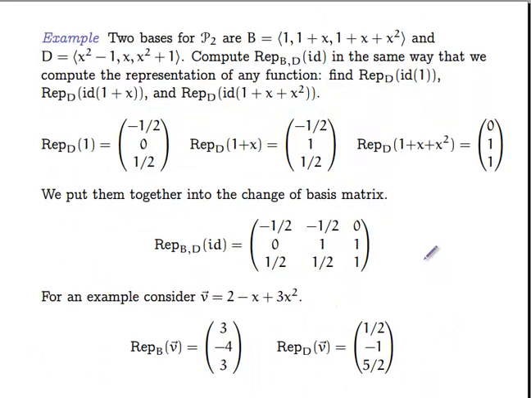Okay, let's do an example. We have two different bases for the polynomials of degree 2. Now remember, polynomials of degree 2 has dimension 3. So here's one basis, 1 plus x squared. You can see that these are linearly independent because only this one has an x squared component.